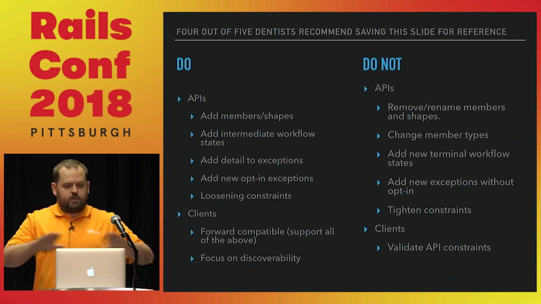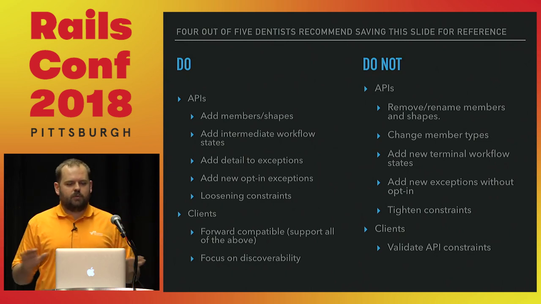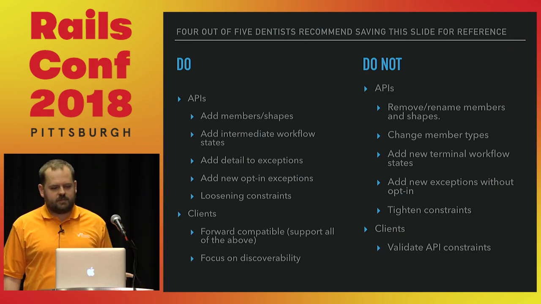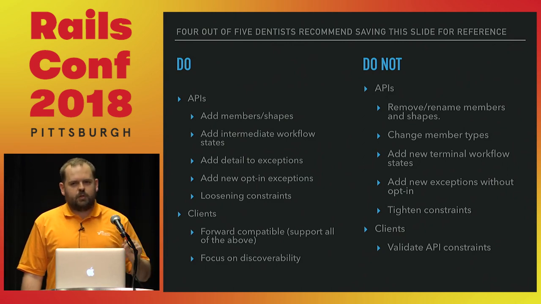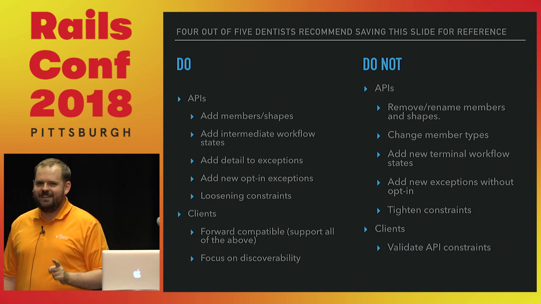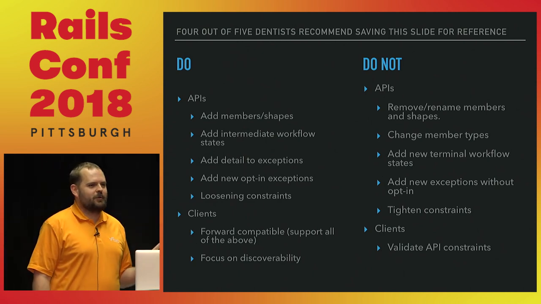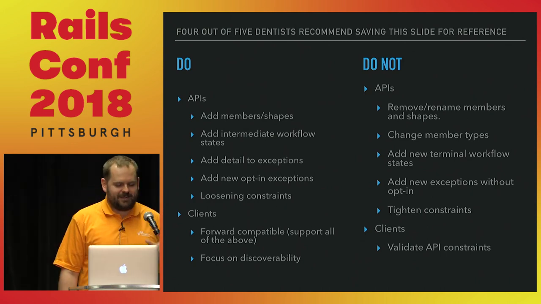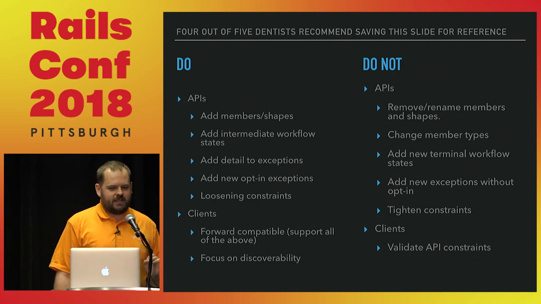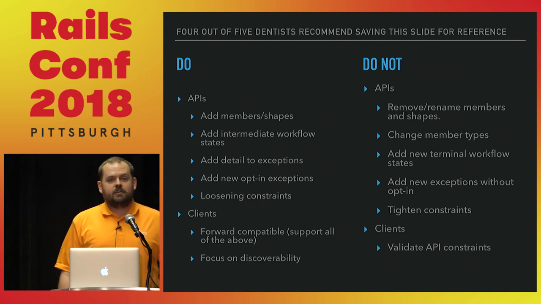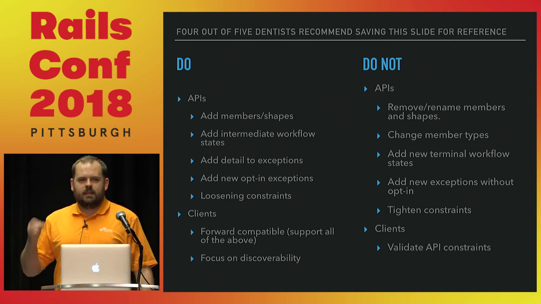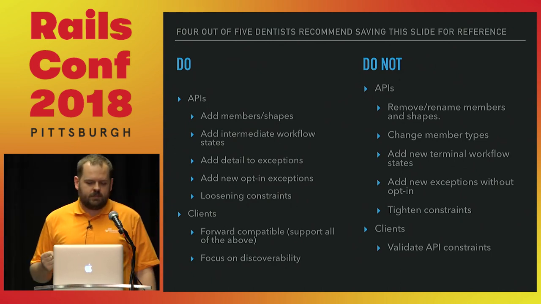And then the do nots: do not remove or rename members and shapes ever. And renaming is the same as removing. Don't change member types. I know you're clever and that you can find some way to make it work in Ruby. It's gonna cause a problem, I'm telling you. It's not a good time. Do not add new terminal workflow states. Do not add new exceptions that are not purely opt-in. Don't fork exception behavior. And don't tighten constraints.